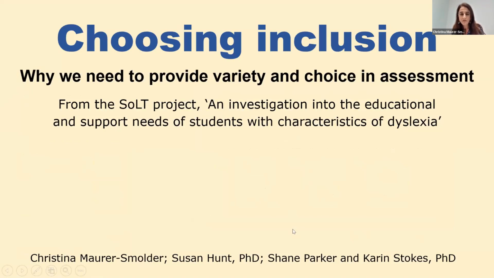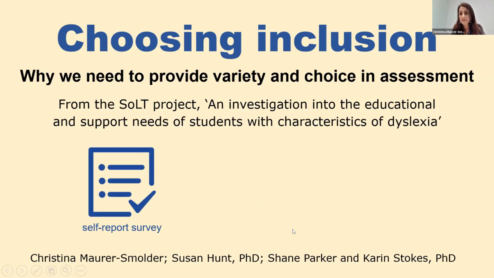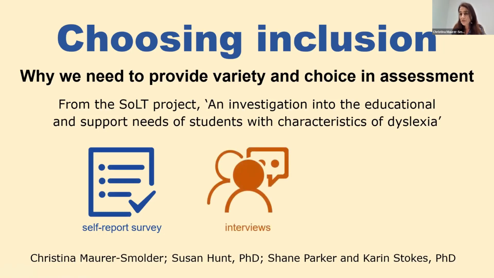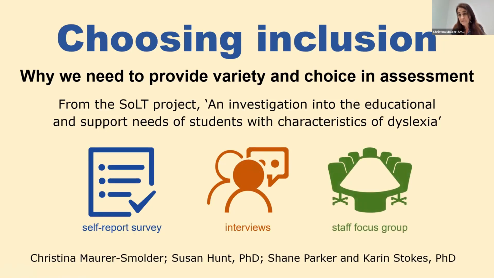The research was in 3 parts. There was a self-report survey designed to recruit students for interviews. Then student interviews: we chose 12 students from the survey to interview. We tried to choose students with a variety of characteristics, and we especially wanted to find students with and without an assessment or diagnosis, if you will, for dyslexia. And we had a staff focus group comprised of CQUniversity staff, both support staff and lecturers.